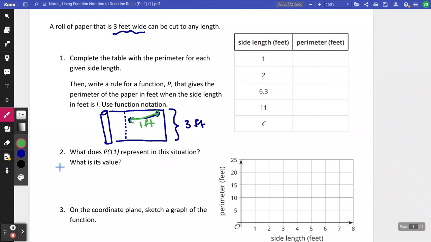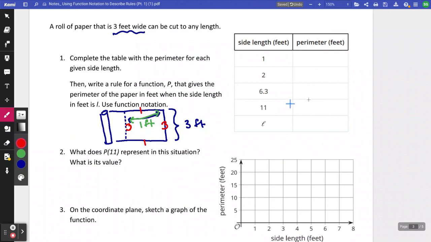Well, perimeter, remember, tells us the distance around something. So to find that distance, we're using addition. I would want to add my 3 plus my 1, but don't forget there's 2 other sides. So plus another 3 plus another 1.